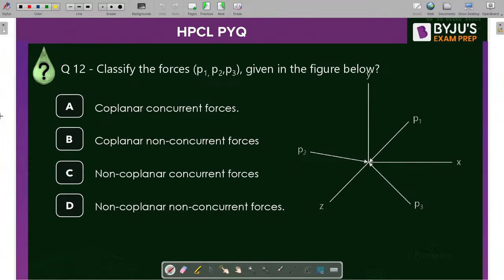A, coplanar congruent forces. Kindly see the forces very, very carefully. This is one force, this is another force, then this is another force. These are not coplanar, I think, right? It should be concurrent, because all three forces are passing through a single point of application. They have a single point of application. That's why they are concurrent in nature, but they are non-coplanar because they are lying on different planes. That's why C is the correct answer for the problem.